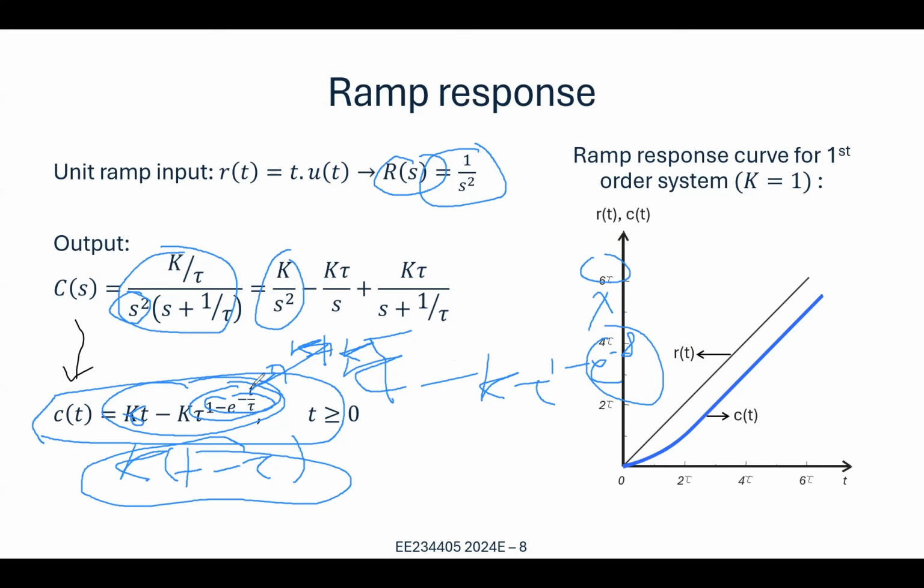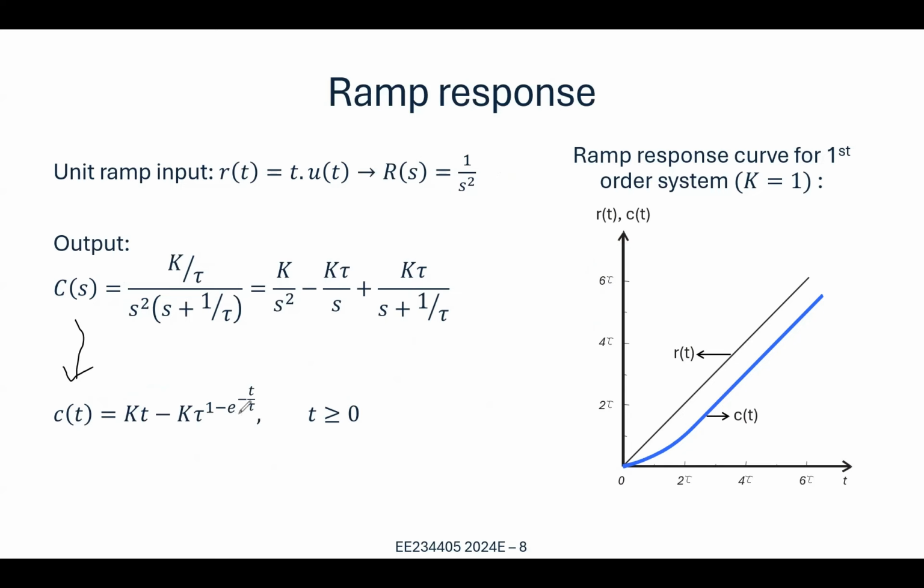So yeah, let's try this one more time. If this is 0, then this would be k tau, of course, this is 0. And this would be k times tau to the power of 0. So this would be the value of this c(t) for some given time.